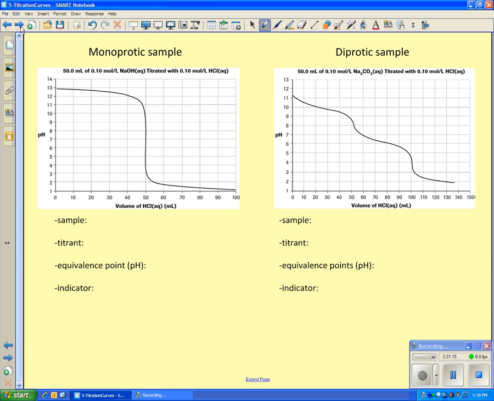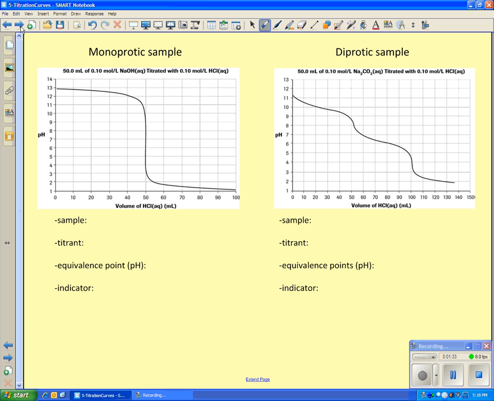On the screen, you'll see two graphs. The one on the left is labeled as a monoprotic sample. So mono means one, protic meaning a proton. So this is an equivalence point where only one proton has been transferred from the acid to the base.